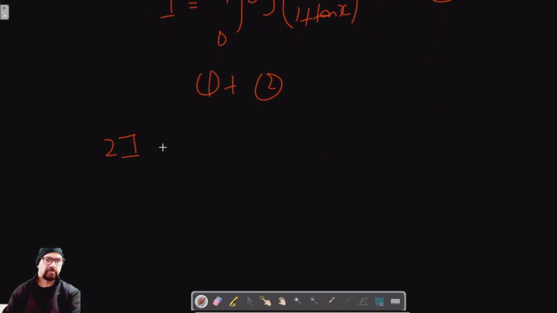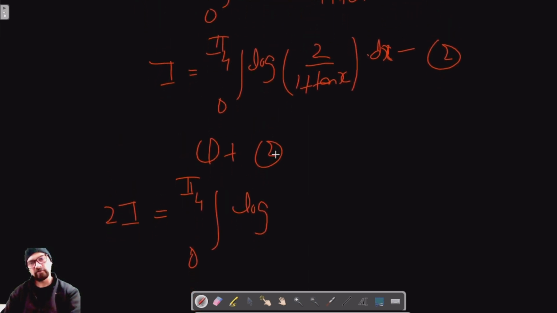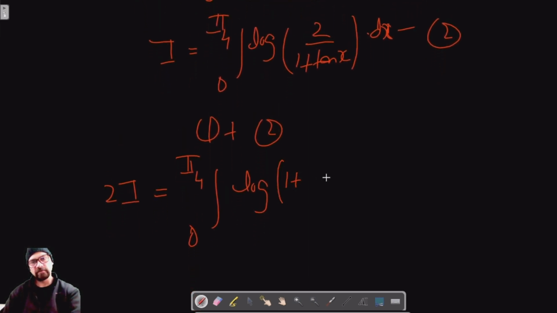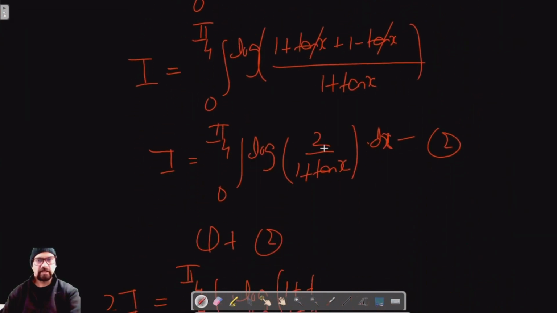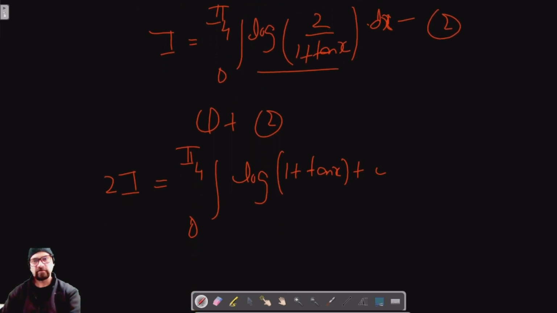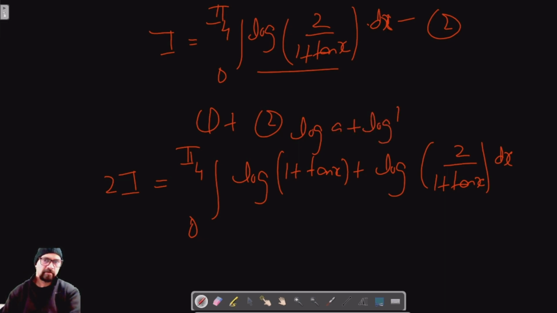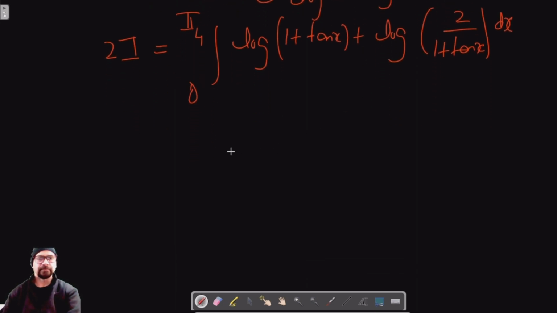So I plus I is 2I, and the limits are the same, 0 to pi by 4. The first set of equation was log of 1 plus tan x, and this is log of 2 upon 1 plus tan x. Now this is log A plus log B, which we all know is log A times B.